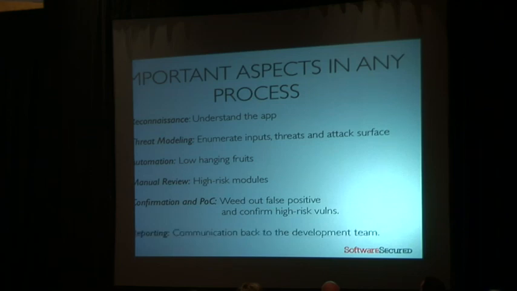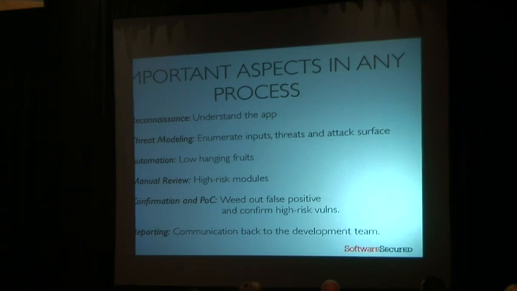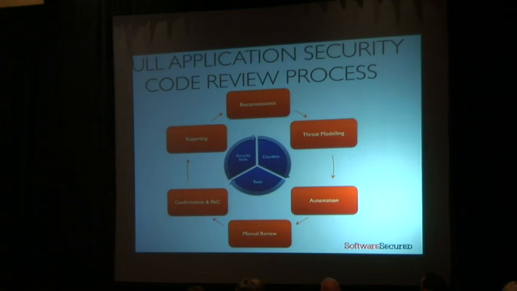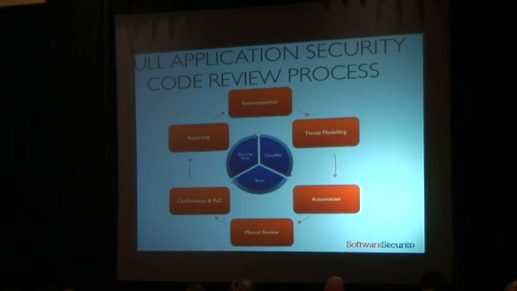And then finally, communicating those results back to the developers so that they can easily fix those vulnerabilities and go back to their regular deadlines. So this is what a full application security code review looks like. At the center of that lies security skills, tools mainly used in automation, and a bunch of checklists just to make sure that you covered all your bases.